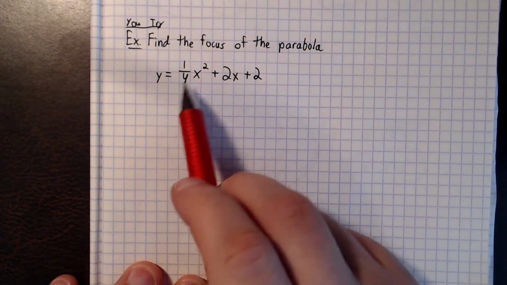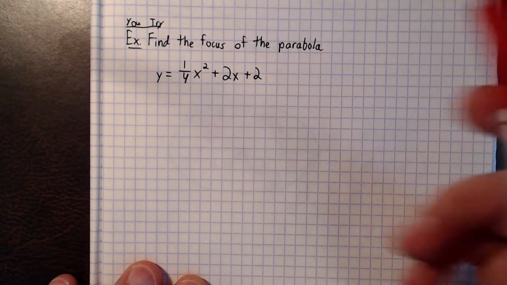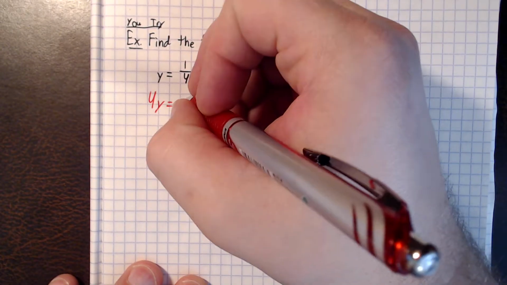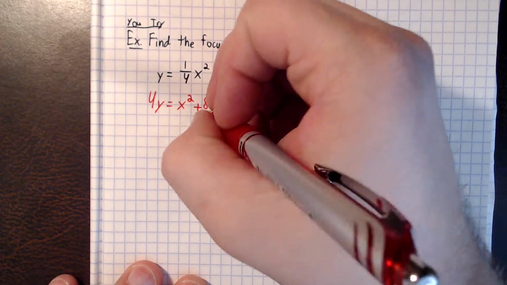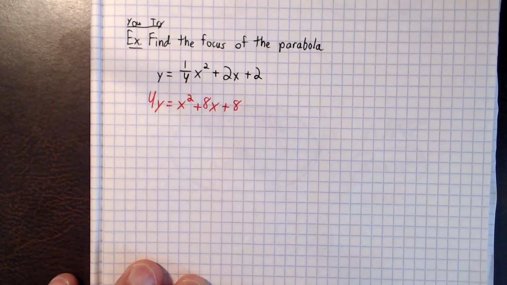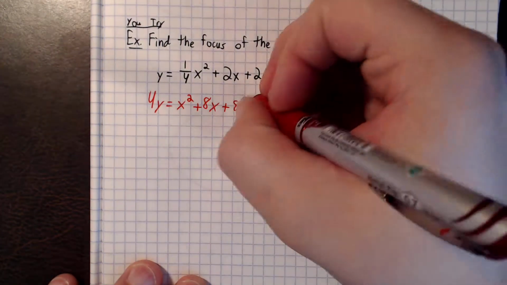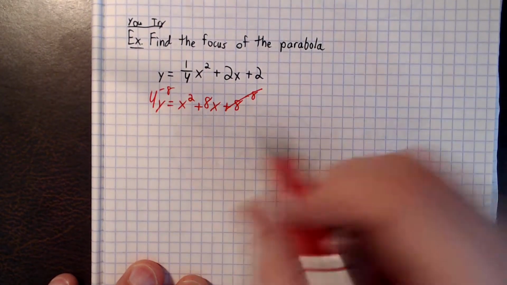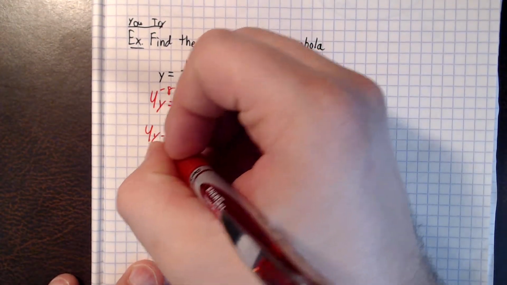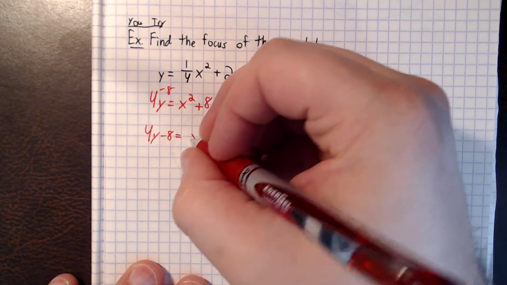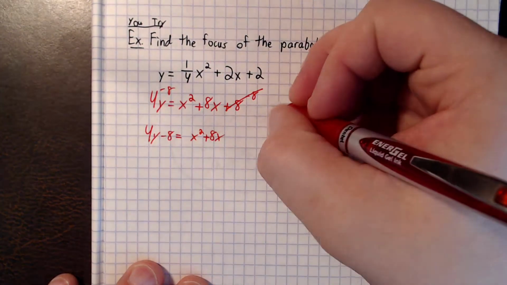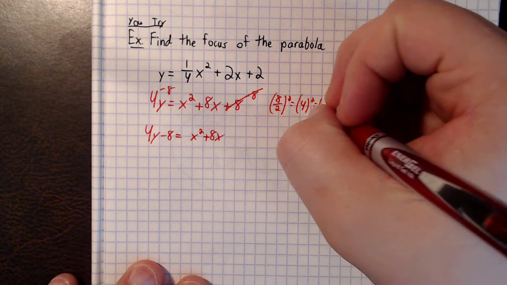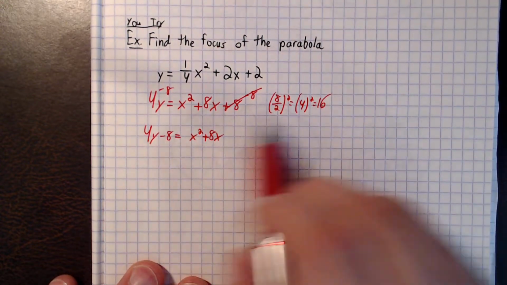We got to multiply by +4 on everything on both sides to get rid of that quarter. So that's going to give us 4y equals x squared plus 8x plus 8. We don't want the 8 here anymore though, so we'll subtract that away. And then we're going to do completing the square on that 8. So here it is, 8 divided by 2 squared, which is really 4 squared. So we're going to be adding 16 to both sides here.